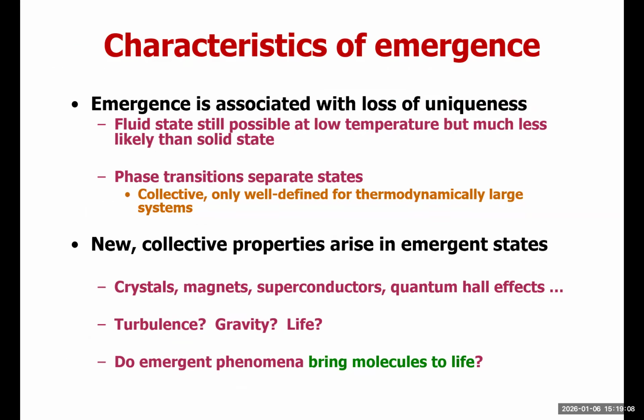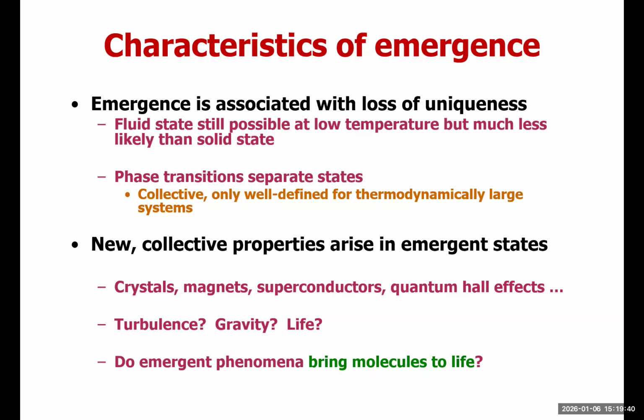Emergence is associated with loss of uniqueness. This is a solid, but it could equally well be in the fluid state. It just happens not to be. I can take a gas and supercool it below the melting temperature, and it will still stay a gas. So one of the hallmarks of emergence is loss of uniqueness. Things can be in either one of two possible states, but one state is much more likely than the other.